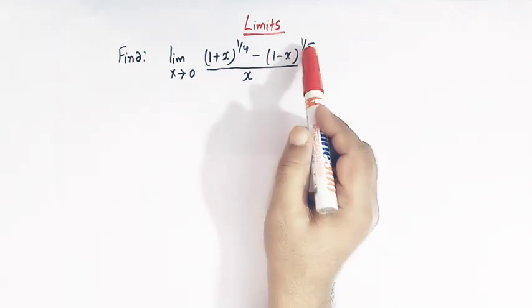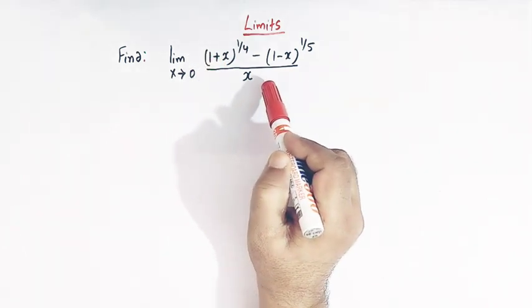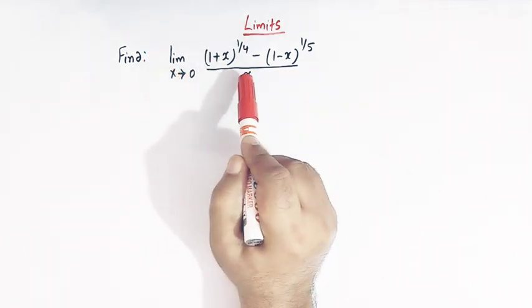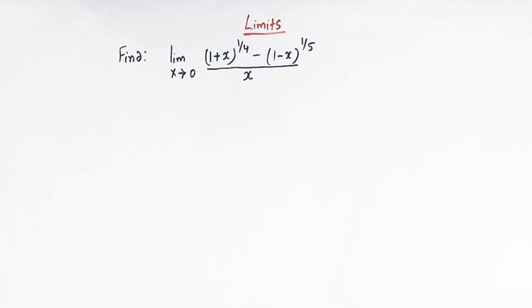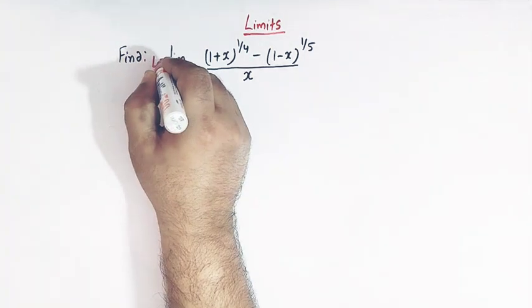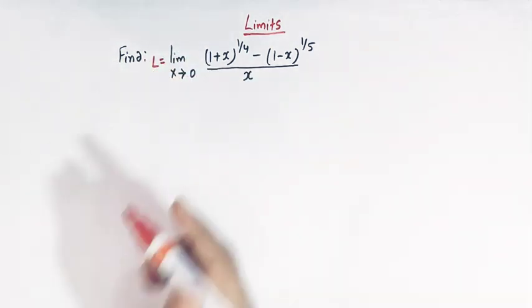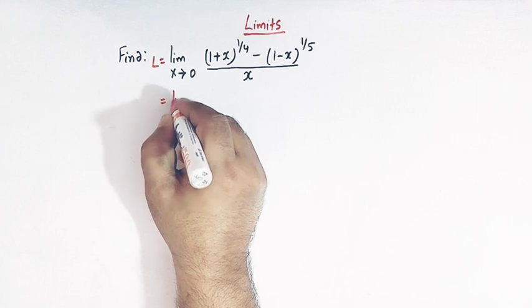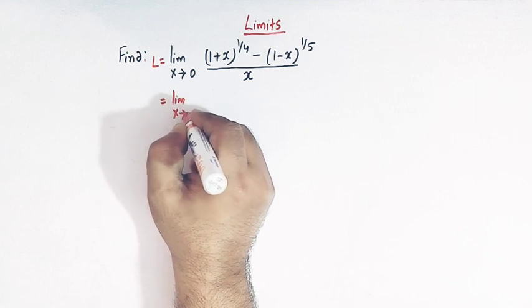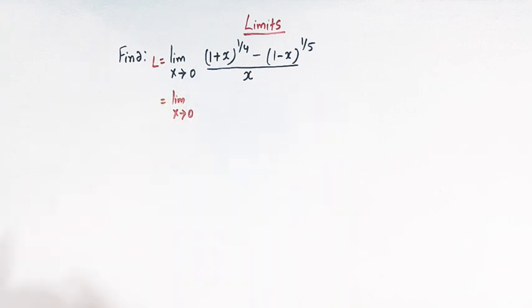So here we have an algebraic expression whose limit is to be calculated when x tends to 0. Here we'll see a method for how to evaluate these types of limits. Let us call this limit L. In order to evaluate these types of limits, we make some algebraic manipulations.